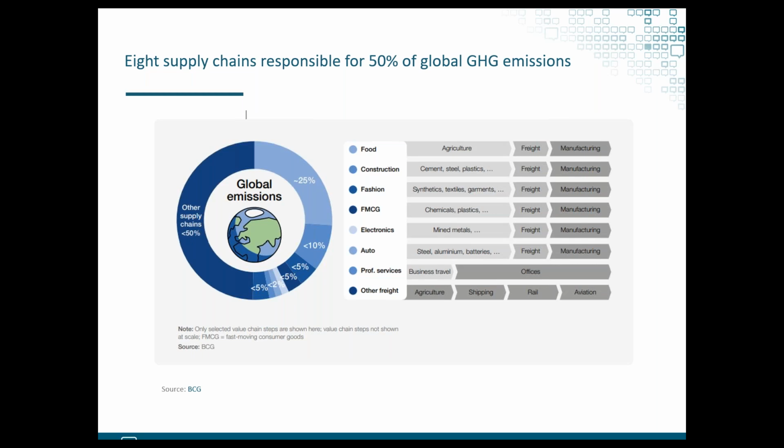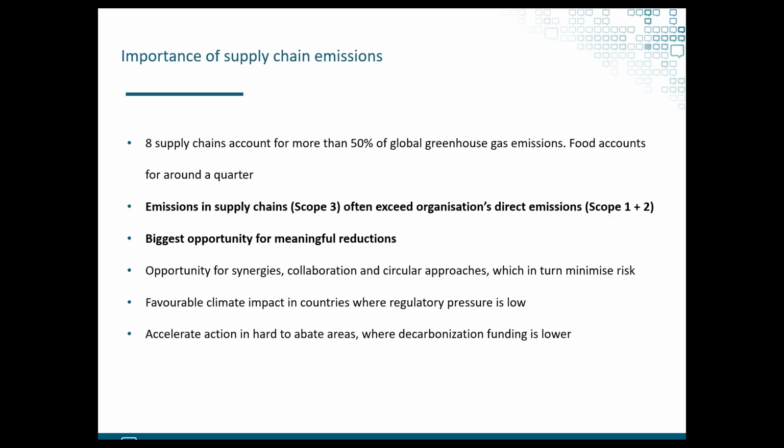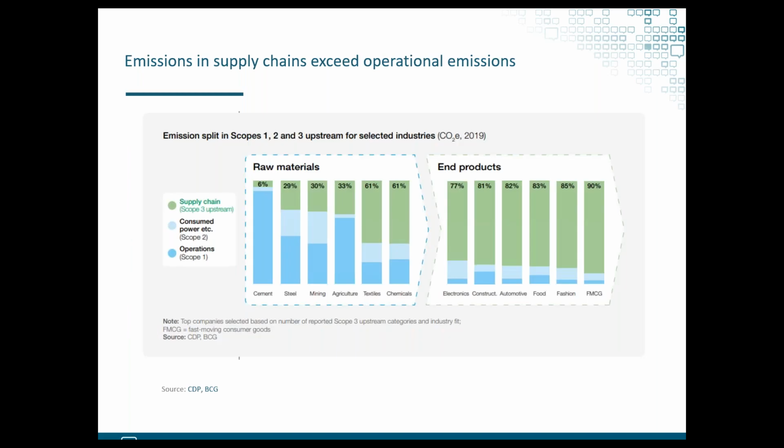And we can see here from this chart that the other supply chains are identified as construction, fashion, FMCG, electronics, automotive, professional services, and other freight. Secondly, the emissions in supply chains generally exceed an organization's direct emissions. So not only does this mean that potentially huge volumes of total global emissions are being ignored, it means that in those sectors where a company's direct emissions footprint is relatively low, companies can significantly reduce larger volumes of emissions in their supply chain than they could through their direct operations.